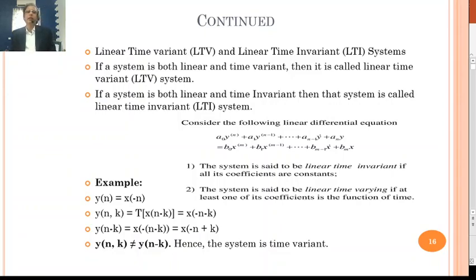A linear time invariant system, that system is called an LTI system. And linear time variant means that the system is linear, obeys the superposition principle, as well as being a time variant system, then that system is called the LTV system, linear time variant system.